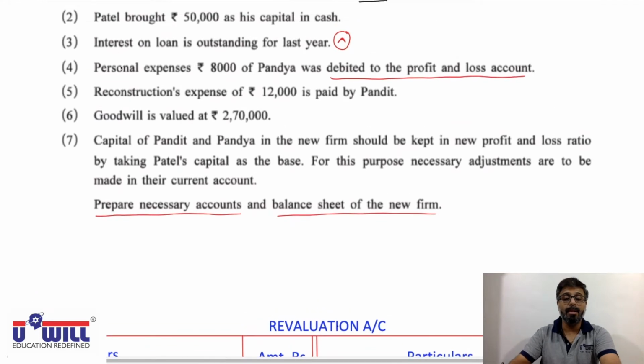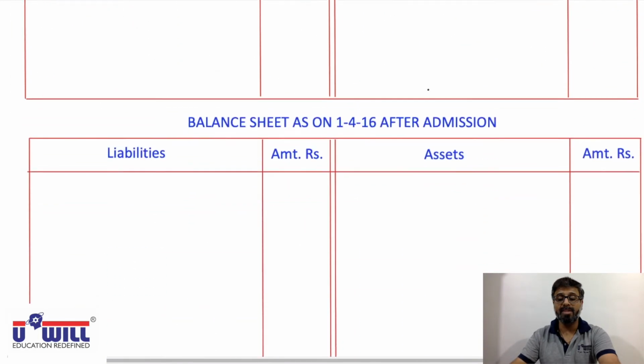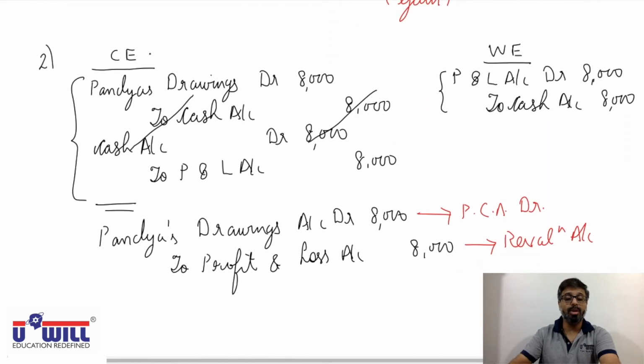Look at it again. Personal expense of 8,000 of Pandya was debited to profit and loss account. Very first of all, personal expense of Pandya. So the correct entry should be Pandya's drawings account debit to cash account. We have wrongly debited to P&L account, means instead of Pandya's drawings, we have done P&L account debit 8,000. No information is given about cash, means it is credited correctly with 8,000. Now the rule of rectification we have studied in 11th standard. Pass the correct entry and reverse the wrong entry. If you reverse the wrong entry, P&L to cash, it becomes cash to P&L.